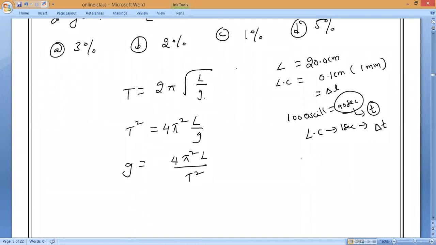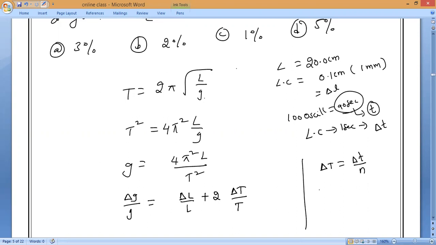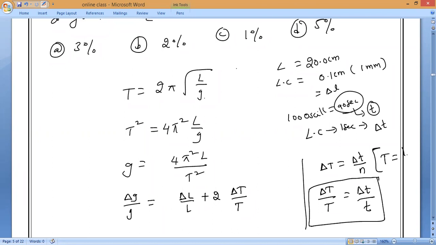Clear? Then tell me. Delta g divided by g is equal to 4 pi, a constant. Then what will come? Delta L divided by L plus 2 into delta T divided by T, because T square is there. We all know delta T is equal to delta small t divided by N. So delta T divided by T is equal to delta small t divided by small t, because T is equal to t by N.